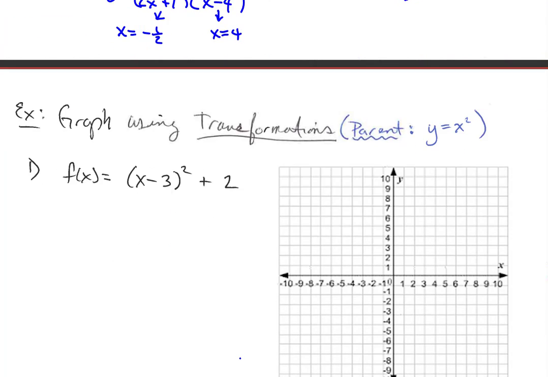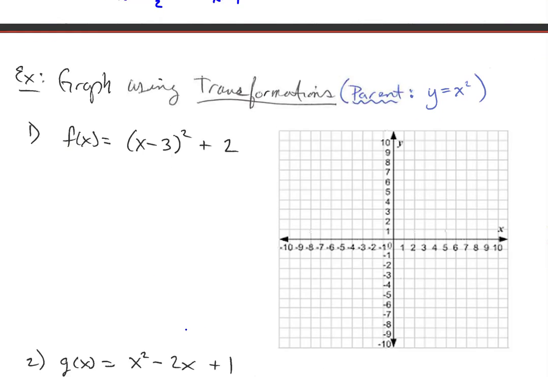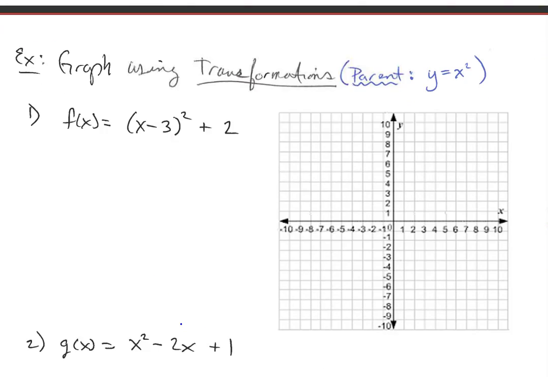This one says graph using transformations. So this is a type of graphing that we've done in previous topics, which we're now going to recall and apply to some parabola or quadratic functions. Now, the parent function for any quadratic, as we've seen, is listed as y equals x squared. That's the simple parent function. Our first example that we'd like to graph using transformations is given as f of x equals the quantity x minus 3 in parentheses squared plus 2.